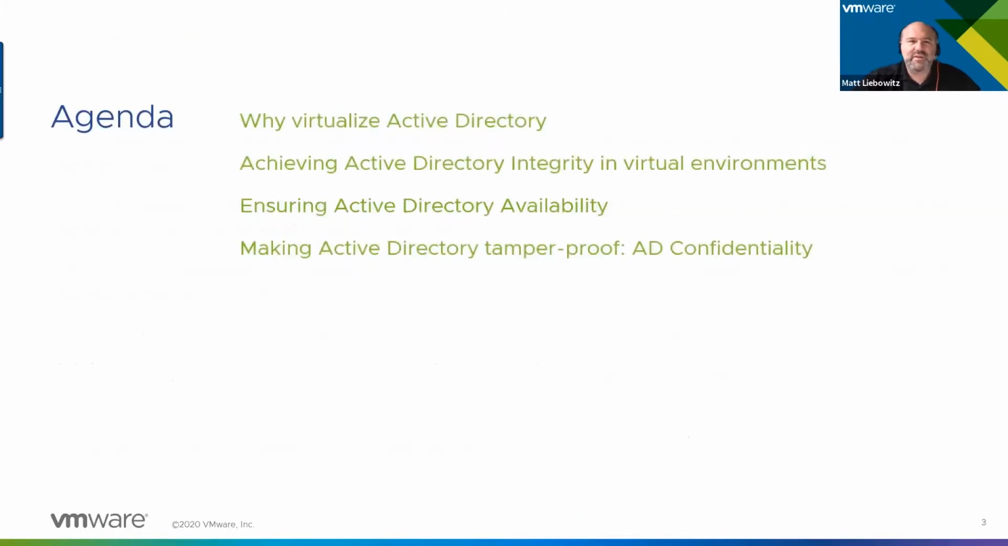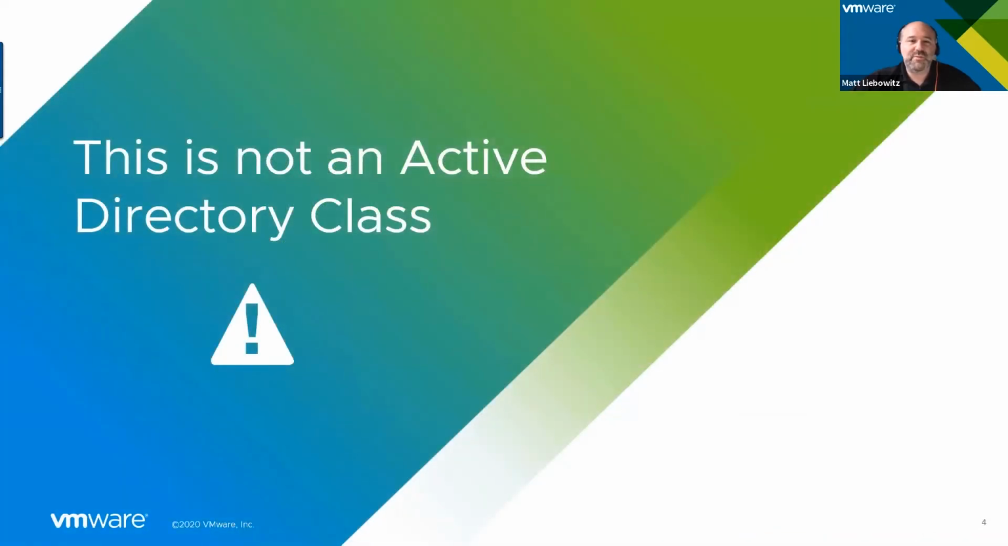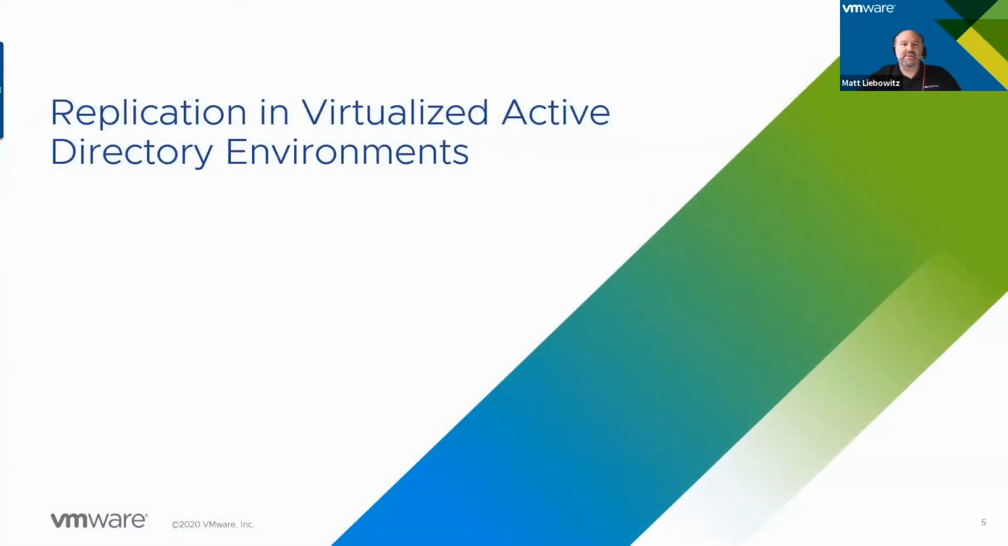Here's what we're going to cover. We're going to start with the why, and then we're going to talk through how we achieve integrity, how we ensure availability, and how we make Active Directory tamper-proof throughout this session. We're going to start with saying, number one, this is not an Active Directory class. Deji's going to take a couple minutes and talk through some of the basics of Active Directory and how it relates to replication, just because that's important to everything related to Active Directory.